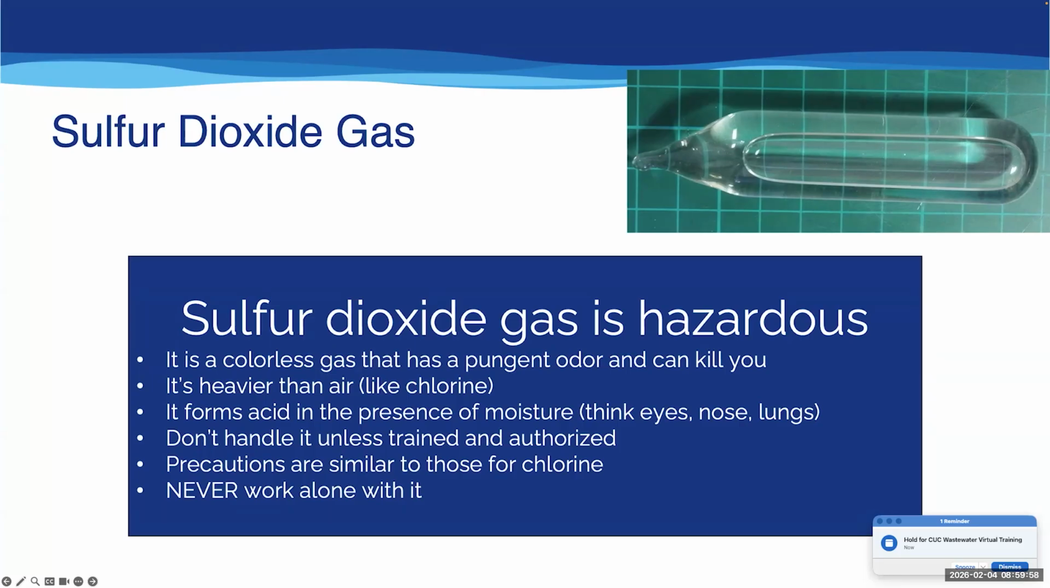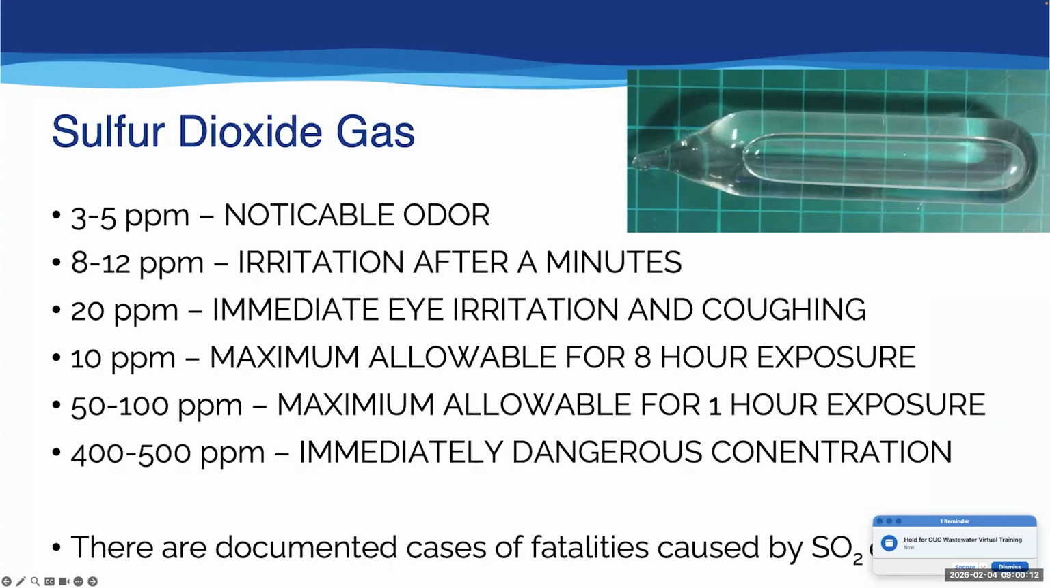And you never want to work alone with either chlorine or sulfur dioxide, because again, most things that are dangerous, you do it in pairs so that if something goes wrong, there's somebody to help you. I'm going to skip over this, but you can read this at your leisure. It's basically just the effects of sulfur dioxide gas. You notice that at 400 to 500 parts per million, it's dangerous. And there are documented cases of fatalities caused by sulfur dioxide too. So again, we don't want you to be a statistic.